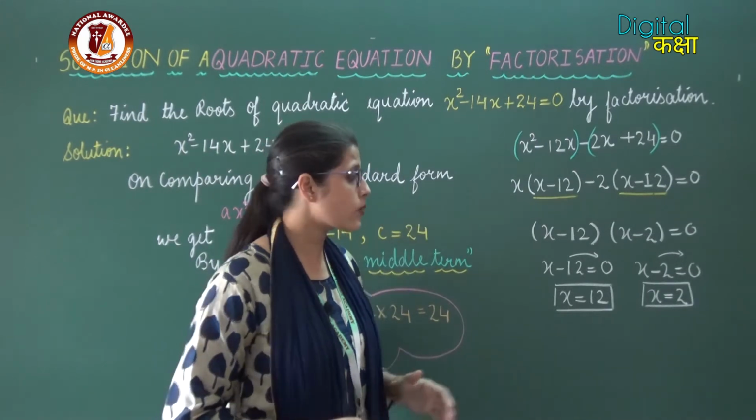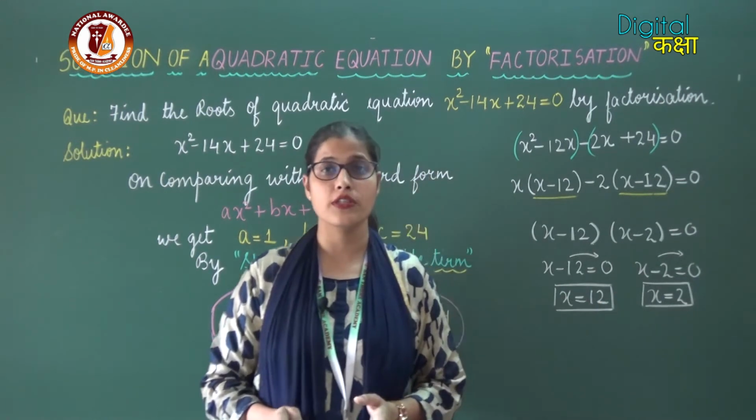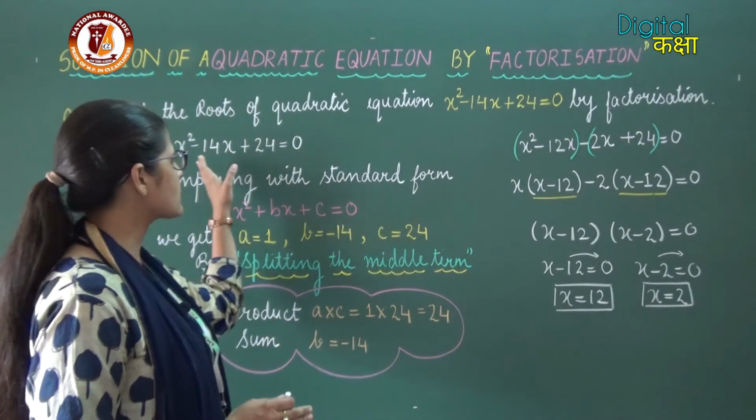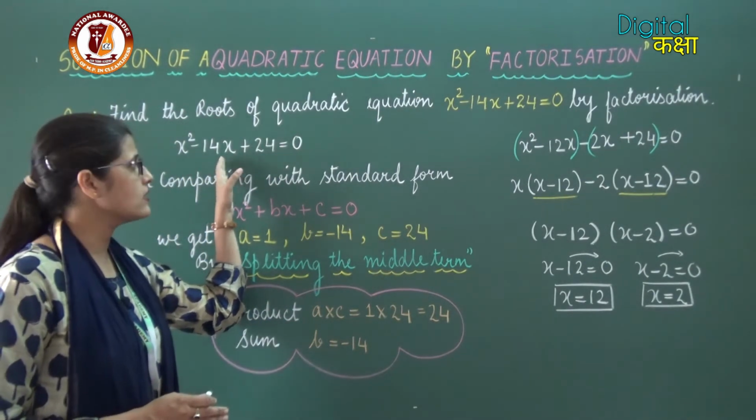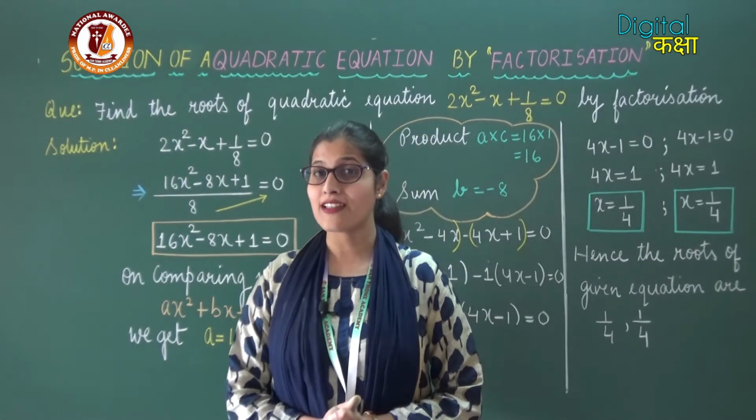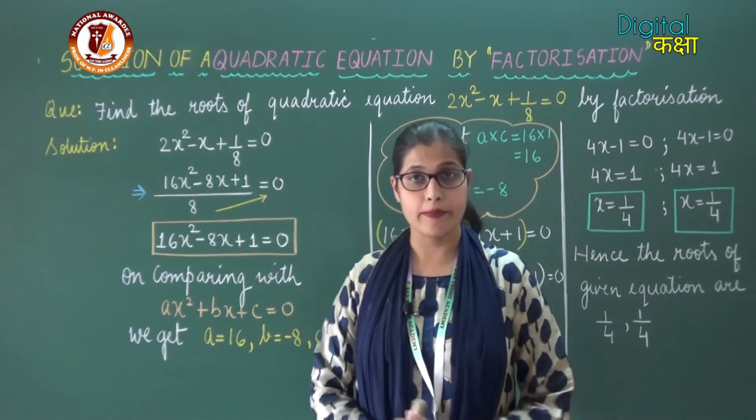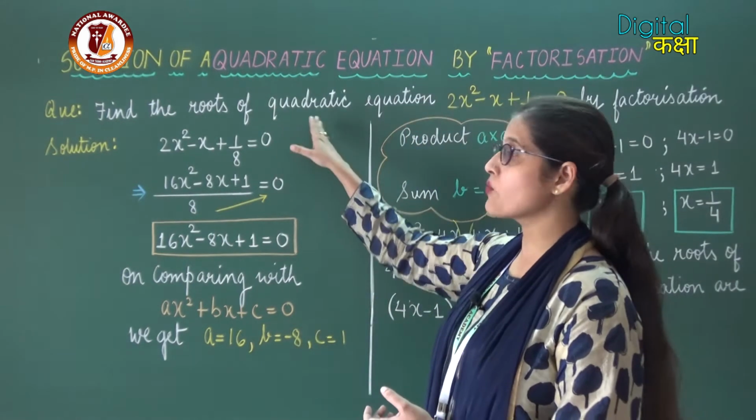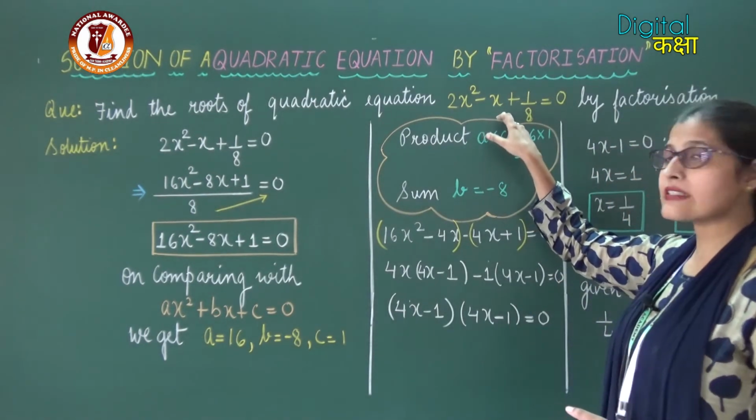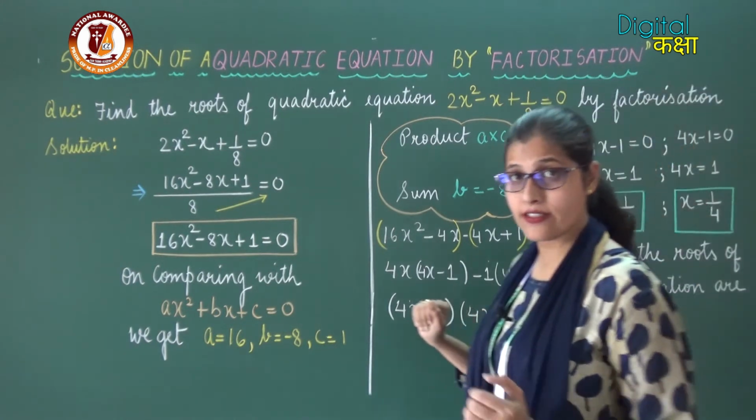Thus, x equals 12 and x equals 2 are the solutions of the given quadratic equation, which is x square minus 14x plus 24 equals 0. Now, to understand the factorization method, we will take another example, which is: find the roots of the quadratic equation 2x square minus x plus 1 by 8 equals 0 by factorization.